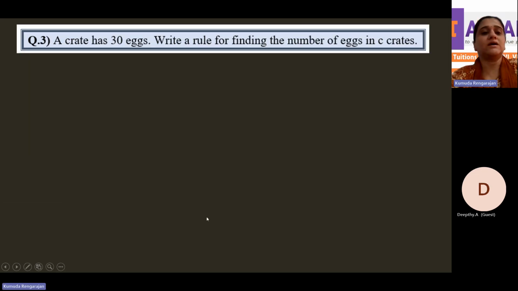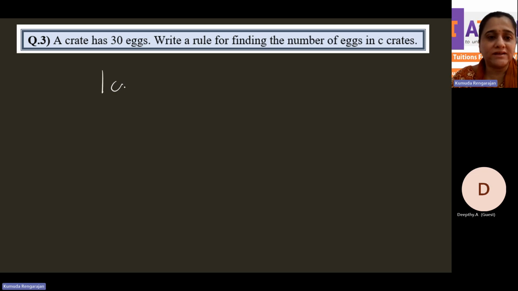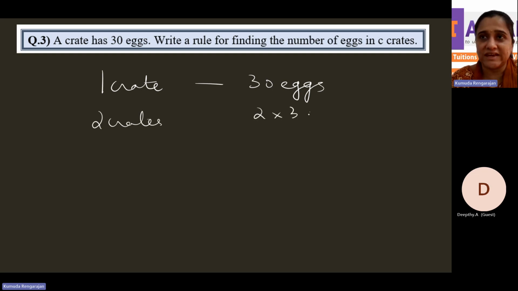A crate has 30 eggs. Write a rule for finding the number of eggs in C crates. It's very simple. A crate is a box kind of. So one crate has 30 eggs. So 2 crates will have 2 into 30, 60 eggs.